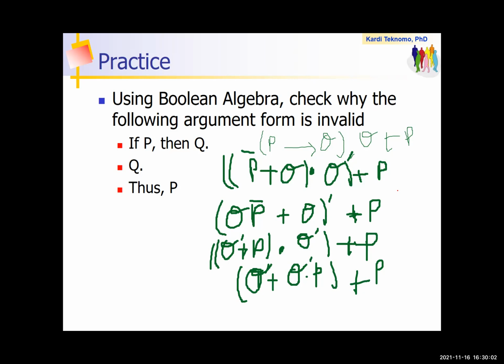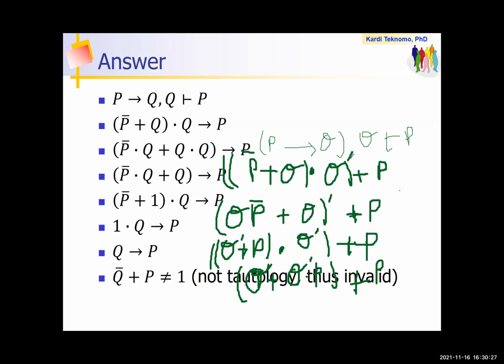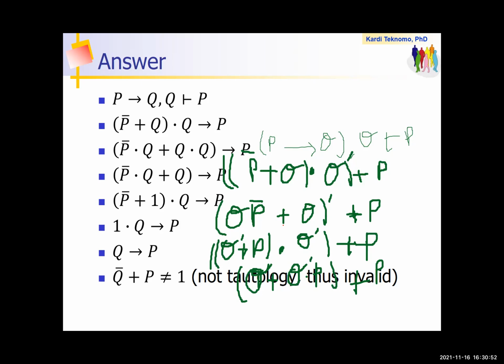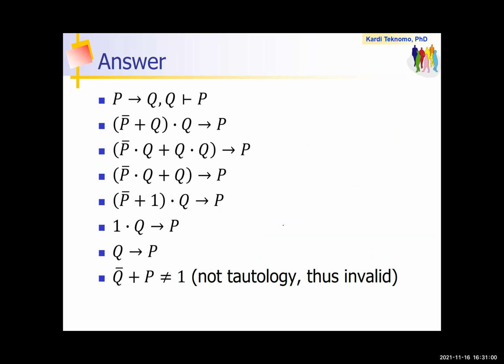So which rule will you use? You need to check which rule you will use. So how is it? This is my answer. Finally, you will get Q accent plus P, which is not 1, right? So then this is not valid. You cannot make it a tautology. Whatever you do, it cannot become a tautology. So in that case, you cannot say that this is a valid form.